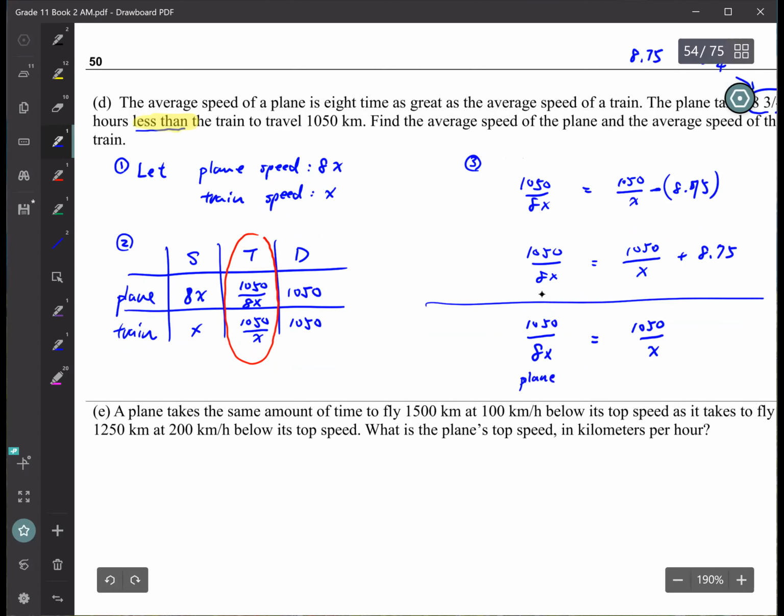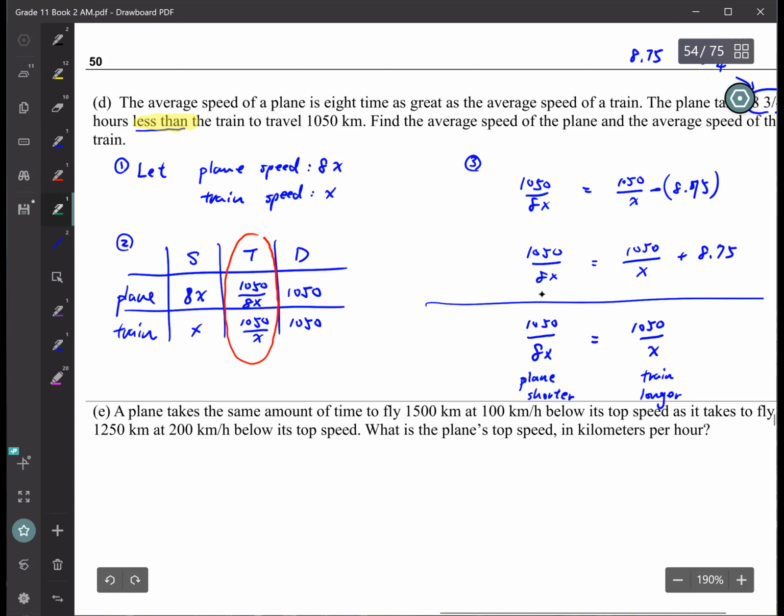The time for the plane should be shorter, because the plane is faster, right? Shorter time. Right side is the train. Train should be longer time. Longer time. We're talking about time here, from the table. Of course they are not equal right now. The equal sign in the middle shouldn't exist. But to make them equal, we either need to add or subtract something.